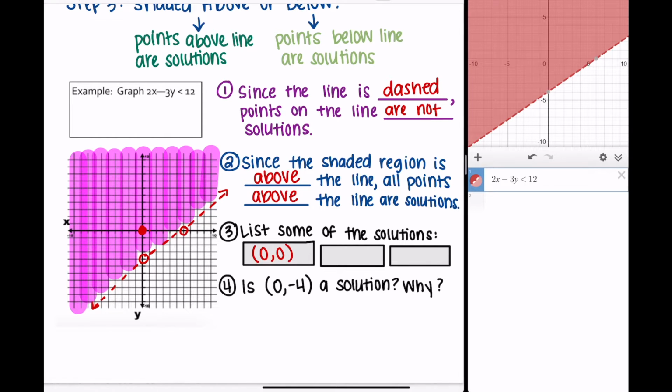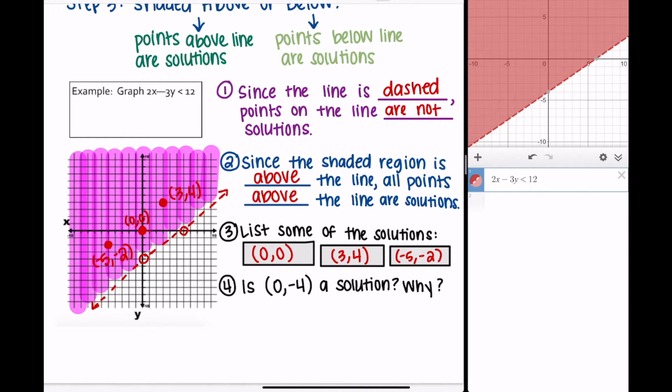This is just an example. There are an infinite number of answers you could give. I could pick the point, let's say 1, 2, 3, 1, 2, 3, 4. The point 3, 4 is a solution. So we had 0, 0. Now we have 3, 4. And let's see, we have the point negative, let's do negative 1, 2, 3, 4, 5, negative 2. Negative 5, negative 2 is a solution. So those are just 3 examples of some solutions that are in this shaded area.